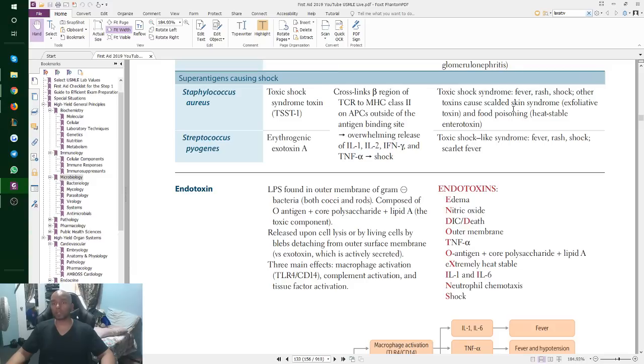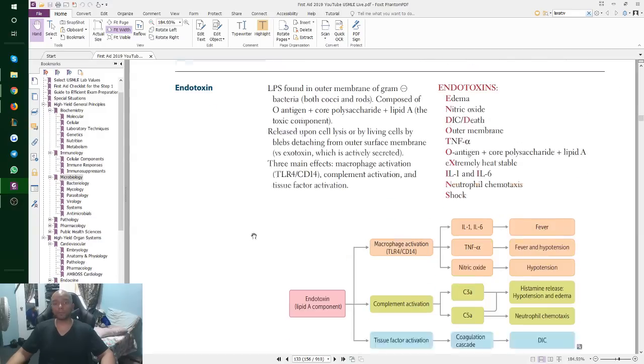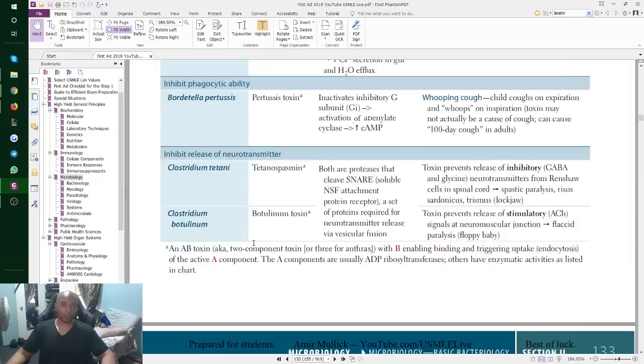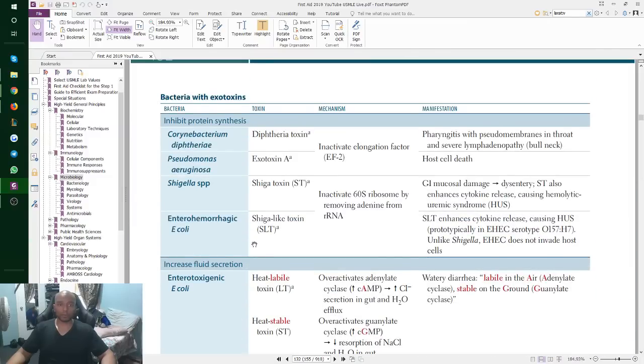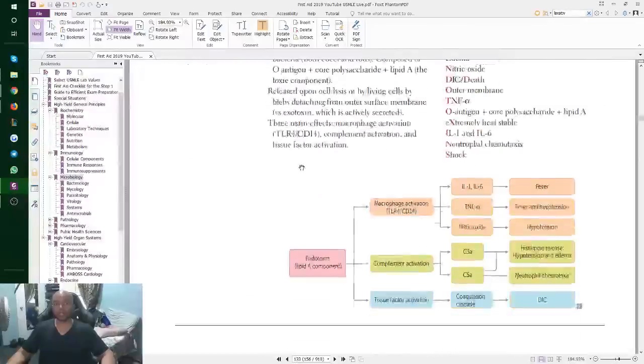Other toxins cause scalded skin syndrome, and we're going to see all the toxins and what they do when we talk about Staph aureus. In Strep pyogenes, you just get toxic shock-like syndrome, but none of the other stuff. No exfoliative toxin, no food poisoning from Strep pyogenes. So that was all your different exotoxins, right? Endotoxins were obvious, right?